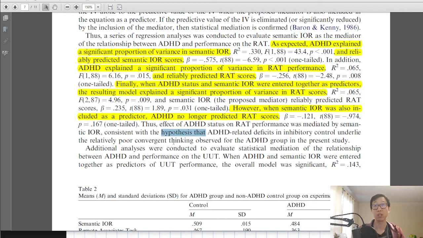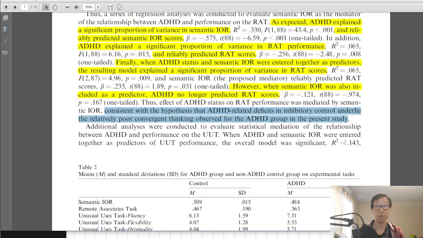Okay, so the results are consistent with the hypothesis, and they're being cautiously optimistic, saying that there may be ADHD-related deficits in inhibitory control that cause these differences in scores. So they're not overstating their results, they're not overgeneralizing here, and this is a hallmark of a very good study and well-trained researchers: to not overstate their results, and to be very, very precise in what they're saying.